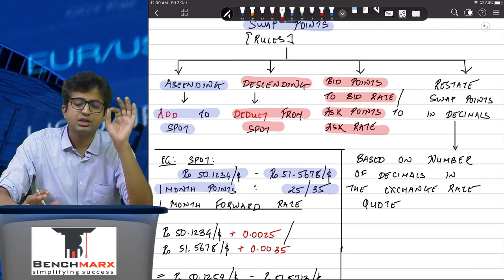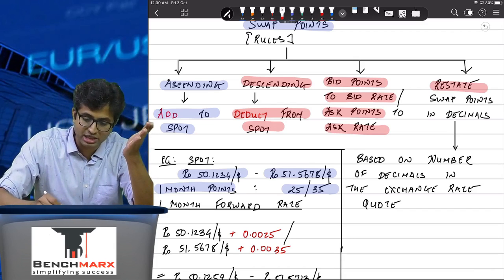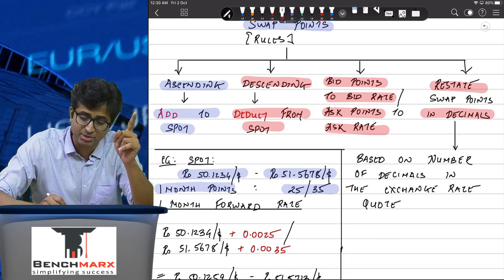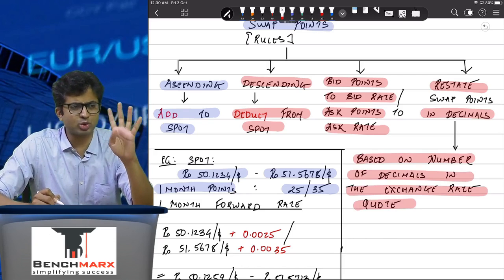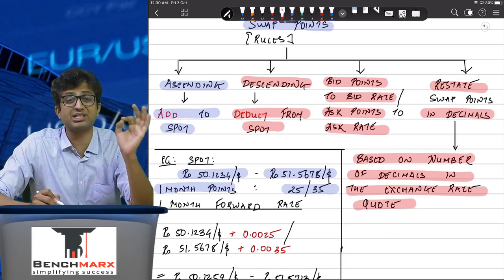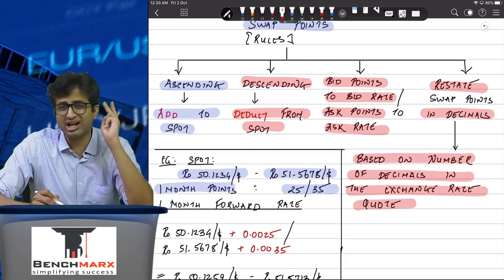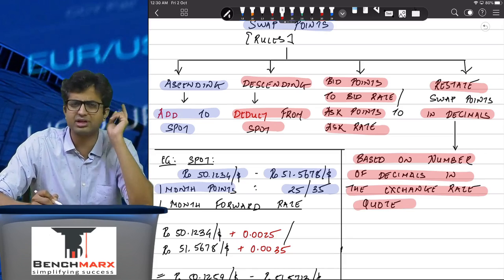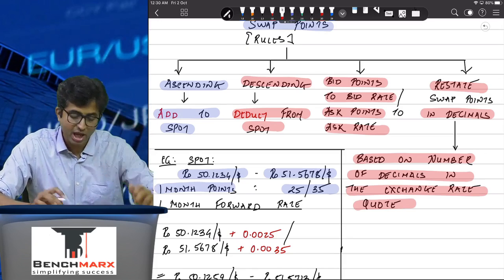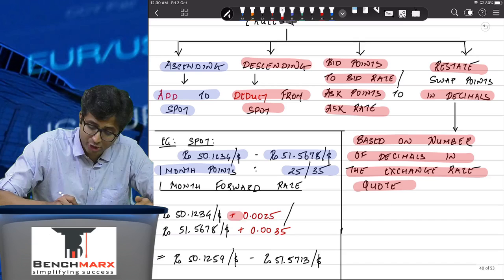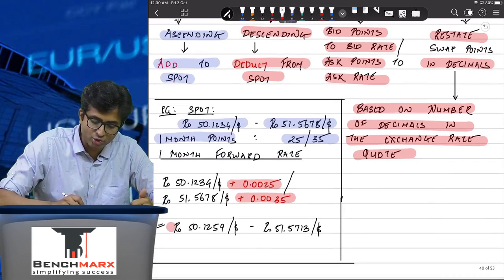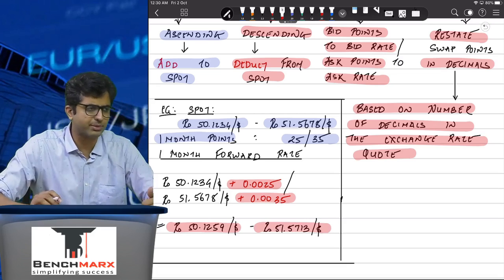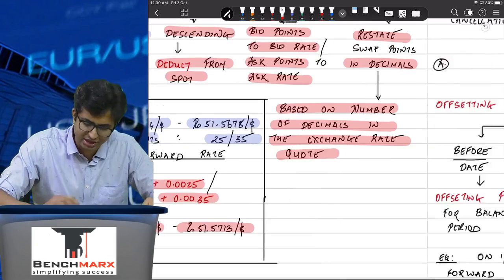No. The points are to be restated in decimals, and when you are restating it in decimals, remember this is based on the number of decimals in the exchange rate quote. If the exchange rate quote has 4 decimals, 25 represents 0.0025. If the exchange rate quote had 3 decimals, it represents 0.025. If it has 2 decimals, it represents 0.25, and so on. So over here, because it had 4 decimals, we said 25 represents 0.0025 and 35 represents 0.0035. It is given in ascending order. You have added, and that gives you the forward rate to be used in your problems. Are we getting this? This is if swap points are given.